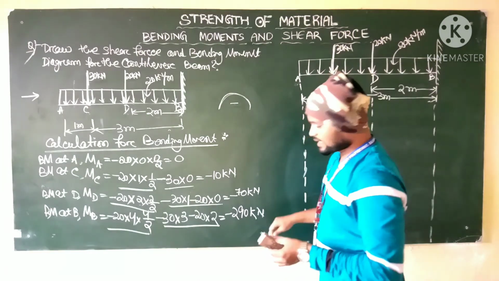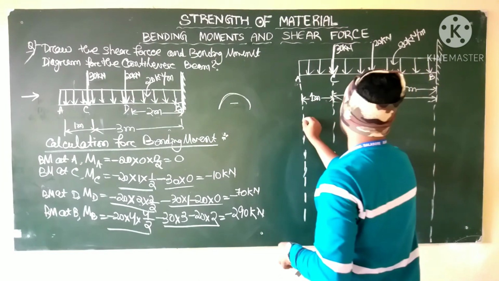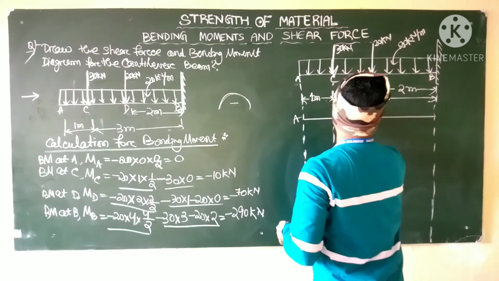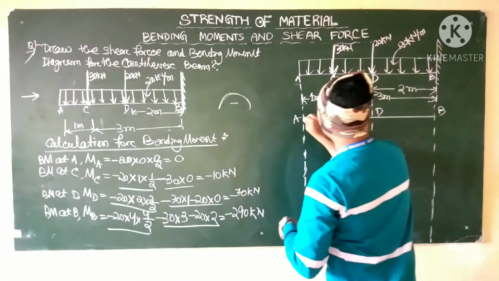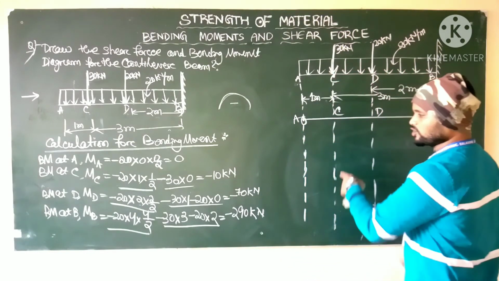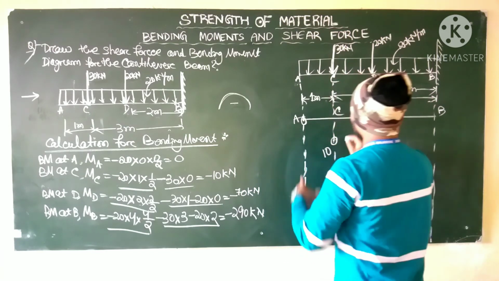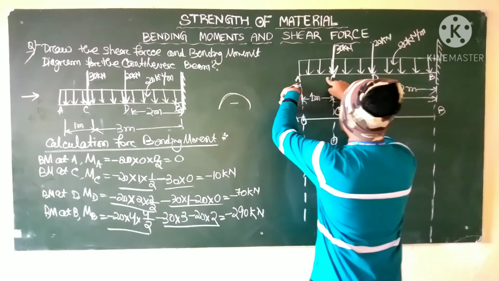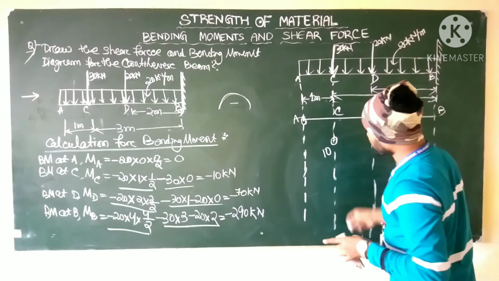All our values are negative, that means below the baseline. Below the baseline means the baseline is above A, C, D and B. At point A it will be 0. At point C it will be minus 10. Here minus 10, A to C. From A to C UDL is there, and as there is a UDL, the bending moment diagram is a parabolic curve.